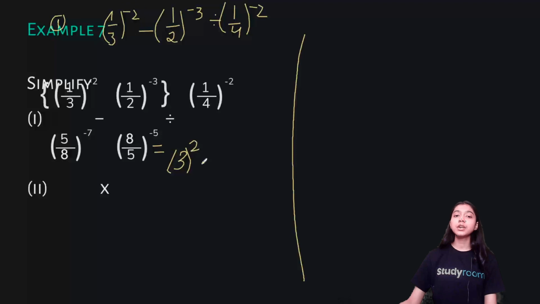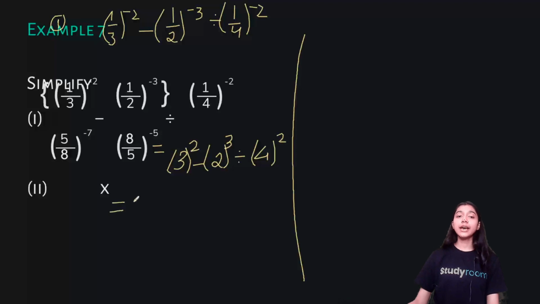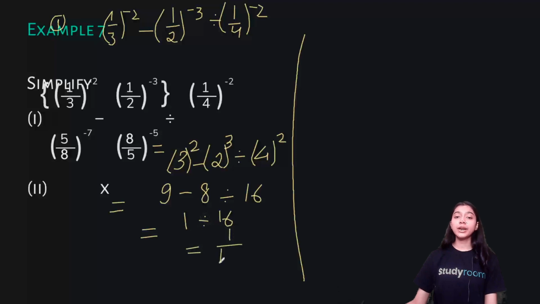So it will be 3 square minus 1 by 2 to the power minus 3. Again we will take the reciprocal, so it will be 2 to the power of 3 divided by 1 by 4 to the power minus 2. Taking the reciprocal will make this minus sign disappear. So what we have is 3 square minus 2 cube divided by 4 square. 3 square means 3 multiplied by 3, that gives us 9, minus 2 cube means 2 multiplied with 2 multiplied with 2, that is 8, divided by 4 square is 4 multiplied with 4, that is 16. So ultimately we have 1 divided by 16, which is equal to 1 by 16.